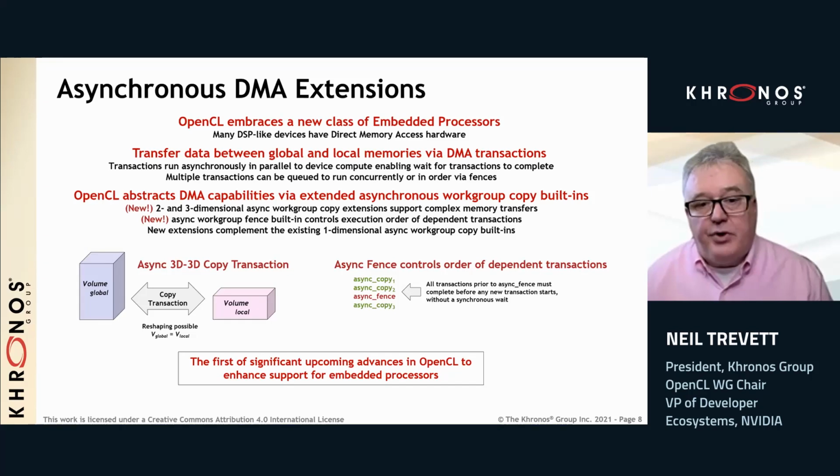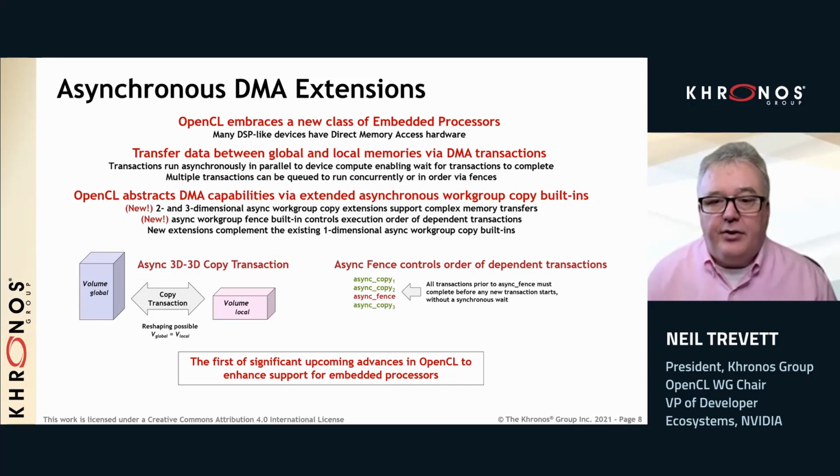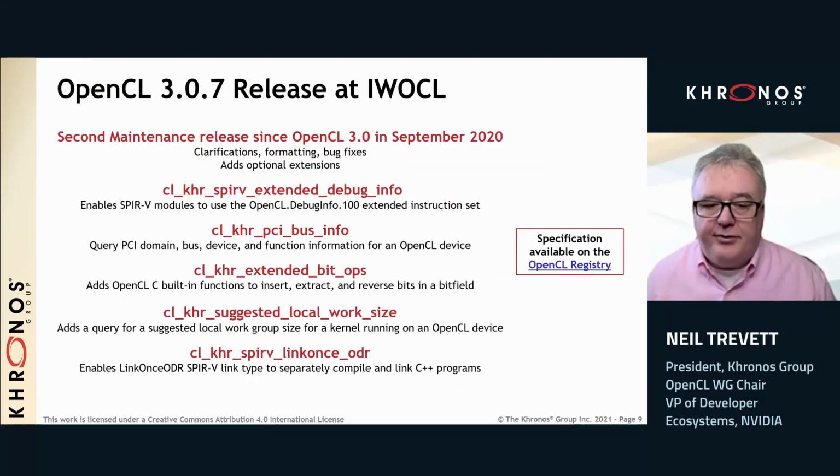Several new extensions were released alongside OpenCL 3.0, including asynchronous DMA extensions that enable DSP-like embedded processors to transfer data between global and local memories via DMA transactions. This new functionality complements previous one-dimensional operations by supporting complex memory transfers and by enabling multiple asynchronous transactions to run in parallel using fences for synchronization. There is significant activity in continuing to extend OpenCL functionality for DSPs and other embedded processors.